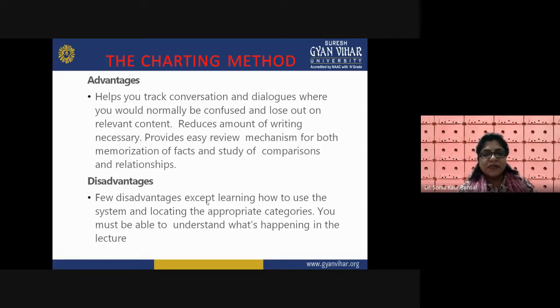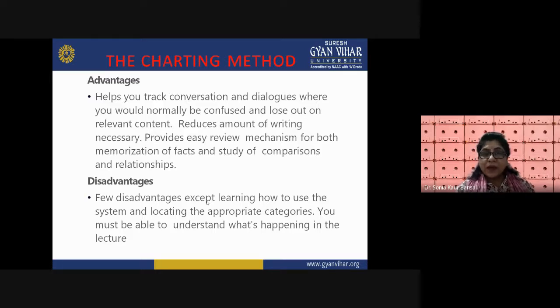You don't miss anything. You track the conversation one by one, step by step, maybe date wise or year wise, so you are not confused. It also reduces the amount of writing necessary, and it provides an easy review mechanism for both memorization of facts and study of comparisons and relationships.